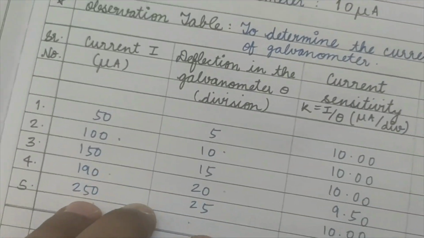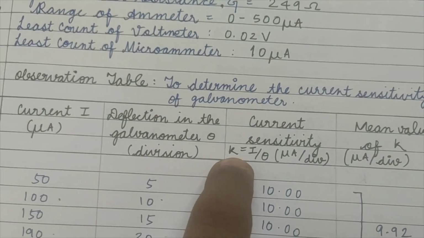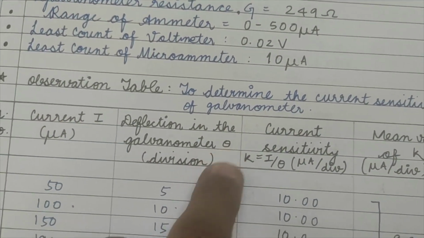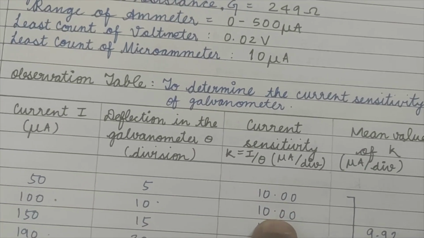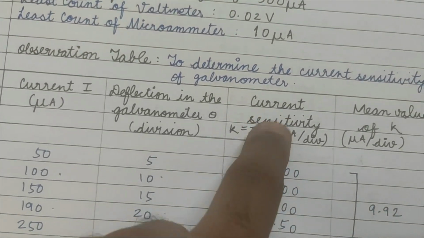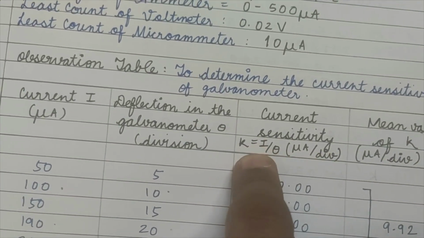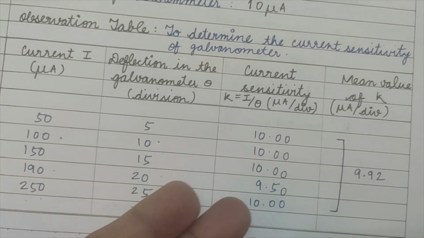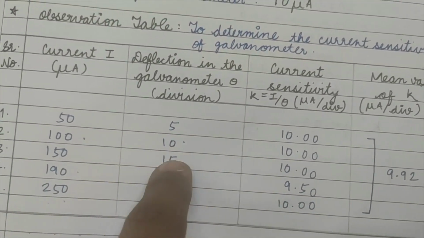When you are done with this observation, you have to find the current sensitivity, which is K, and that is equal to I divided by theta. Whatever you have, for 10 you have 100, so this becomes 10. If you have 20, 190, you get 9.5. So this is the current sensitivity, that means microampere per division. This K value is I by theta.